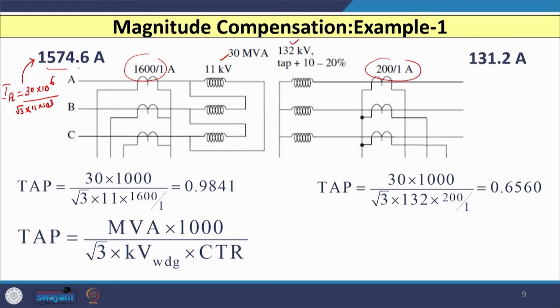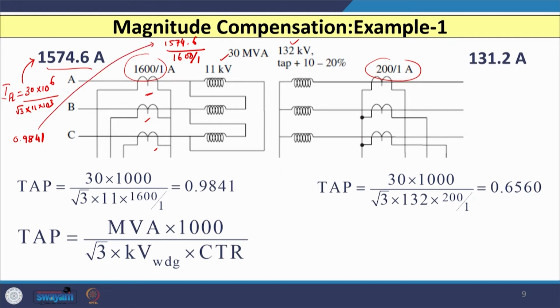This current is available on the primary of the CT. So, if you transfer this current to the CT secondary side, the current available is 1574.6 divided by the CT ratio, that is 1600 by 1. If you solve this, you will have the value 0.9841. This value you will have, that is 0.9841.